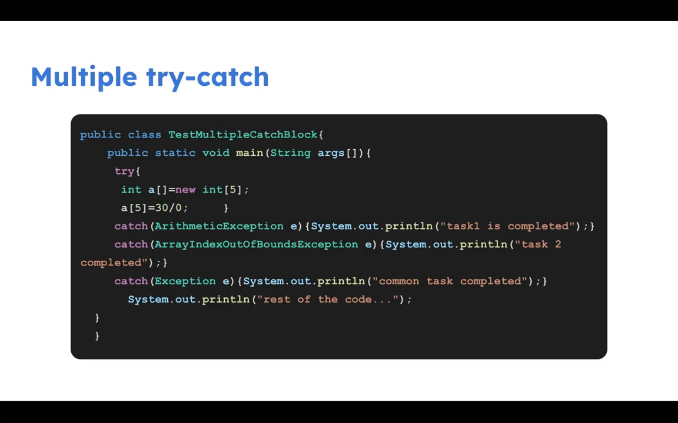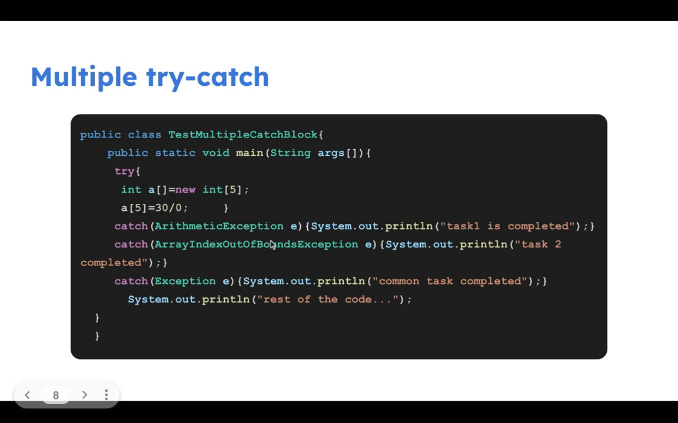We can also use multiple try catch blocks. It is not necessary that we use only one catch. It may be possible that in a single statement or in a block of try statements, multiple exceptions can be thrown. For example, in this statement, we are accessing an index of an array which has not been defined, and also we are dividing by zero.